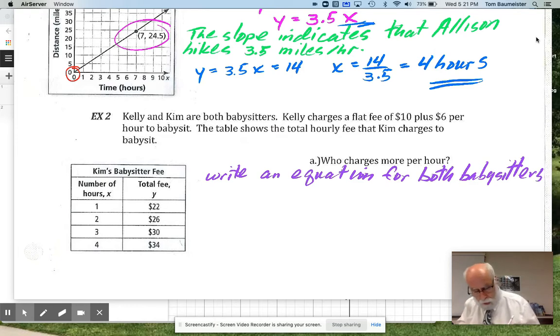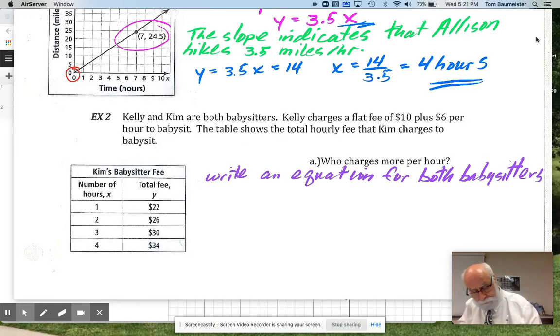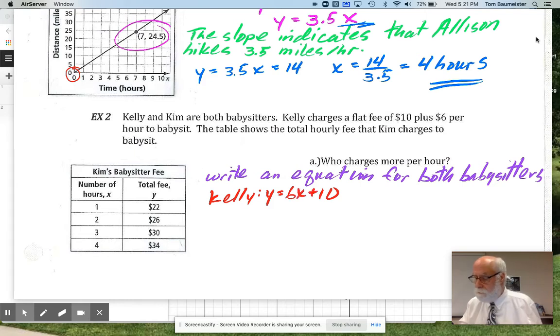All right. So if we look at Kelly, they tell us that no matter what, she's going to charge you $10. She walks to your house, you say, I don't feel well, I'm not going to go out. She's still going to charge you $10. So that's kind of like your y-intercept if you want to think about it. And then she's going to charge you $6 per hour. So she's going to charge you 6x plus 10.